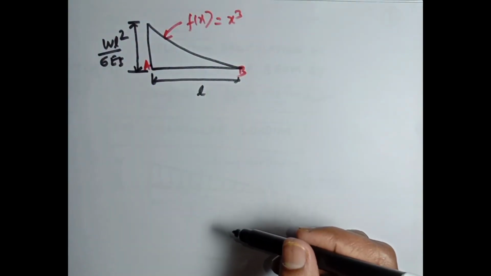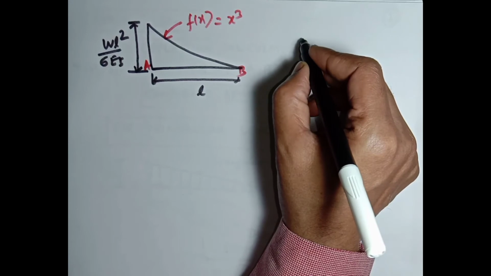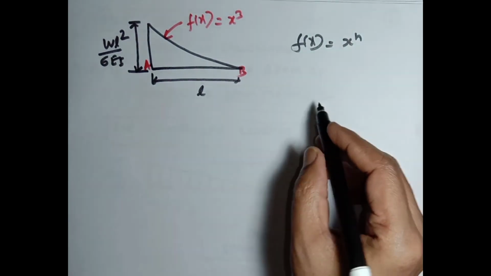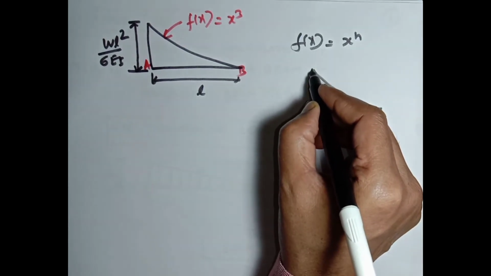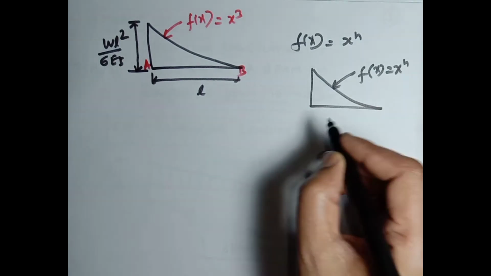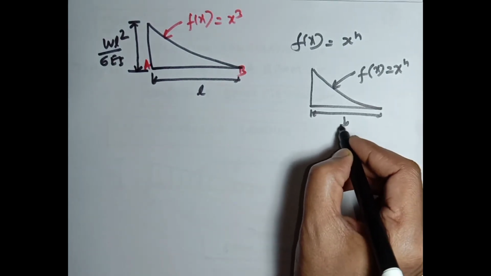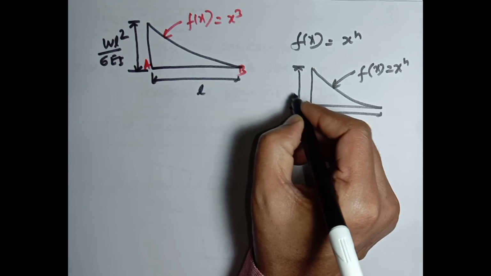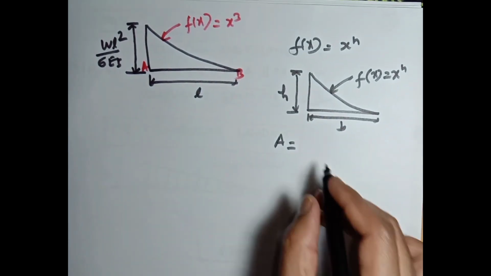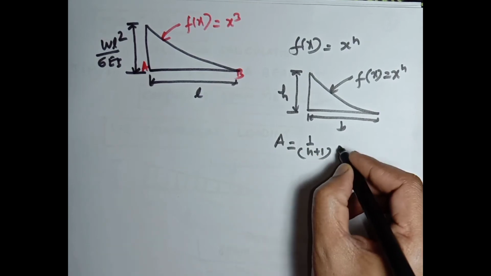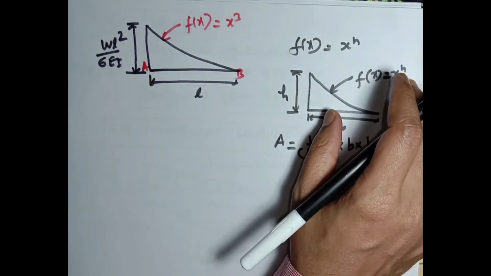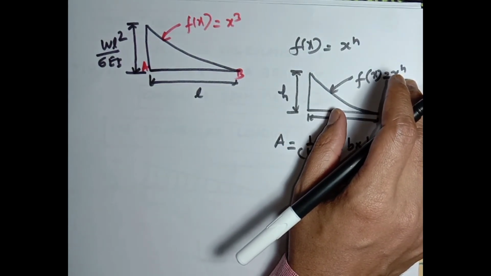from the general expression for any function f(x) which is a function of x to the power n, we can say this is any curve which is a function of x to the power n. If the base is b and the height is h, the area is equal to 1 divided by n plus 1 into b into h. This is the area of any curve which is a function of x to the power n.